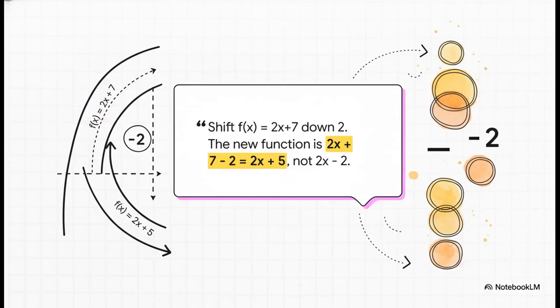And the second big trap? Forgetting about the number that was already there. Like in our last example, if you start with 2x plus 7, and you need to go down 2, you don't just replace the 7 with a 2. No, you start at floor 7 and go down 2 floors, which lands you at 5. Your new function is 2x plus 5. Remember, always combine, never replace.